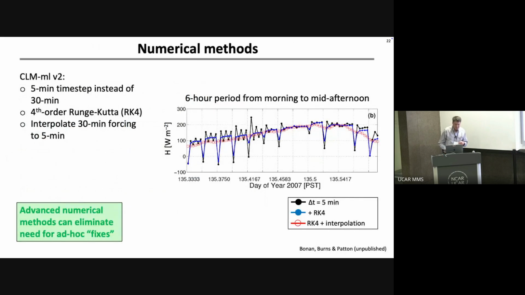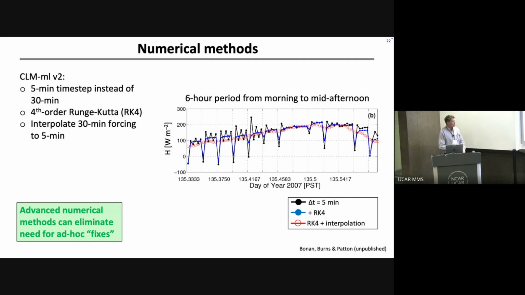And so with the multi-layer canopy, we invested a lot of time over the past year now, and that's been what's delaying the publication, finishing the paper in numerical methods. What we've done is we have a 5-minute time step in this model instead of CLM's 30-minute time step. We're using 4th order Runge-Kutta to integrate the system of equations forward in time. And we're interpolating the forcing from 30-minute to 5-minute.